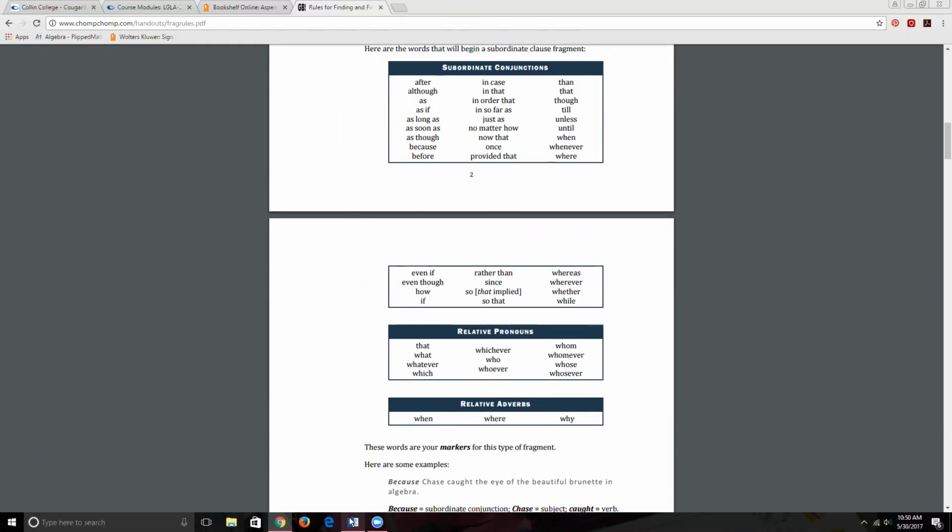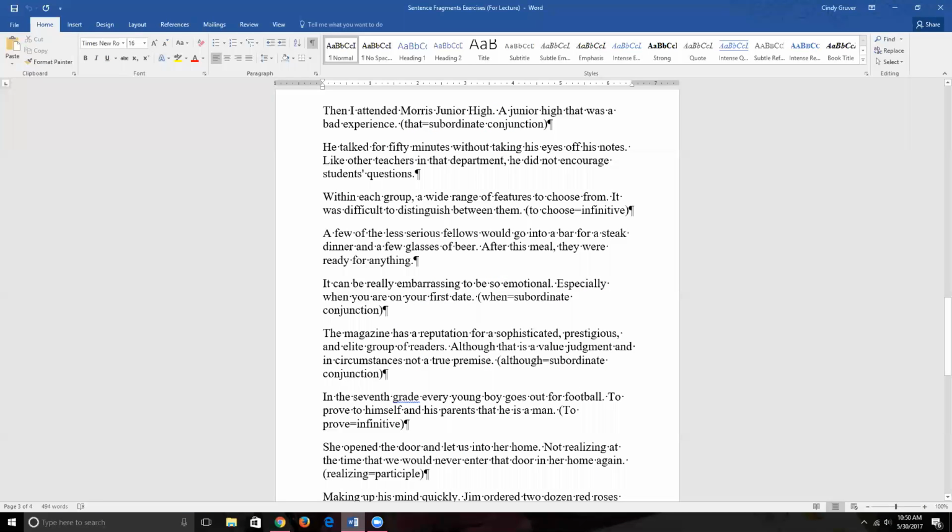Okay, so now we're going to flip and we're going to talk about some sentences, and we're going to try to decide whether they are complete sentences and therefore lovely and perfect and we don't need to worry about them, or whether we need to work on them. And if we do need to work on them, how are we going to work on them?